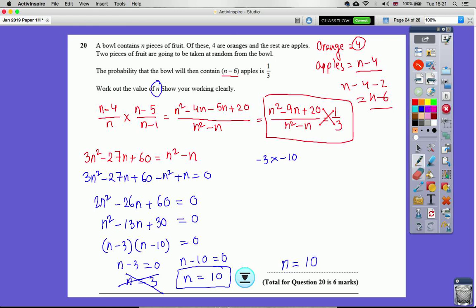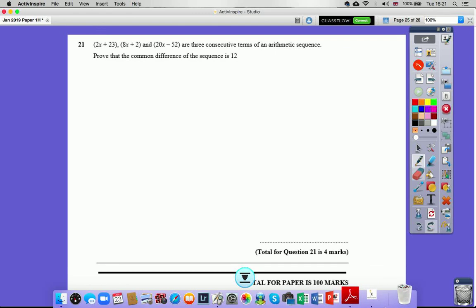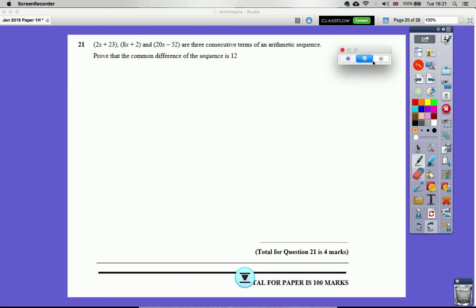Now we go to the last question. My last question is on sequence and series. It says 2x plus 23, 8x plus 2 and 20x minus 52 are 3 consecutive terms of an arithmetic sequence. Prove that the common difference of the sequence is 12.